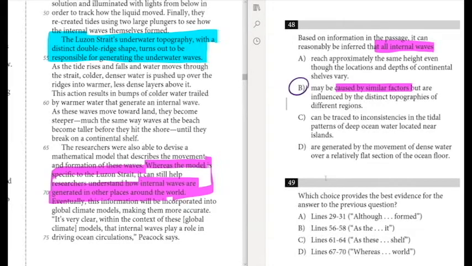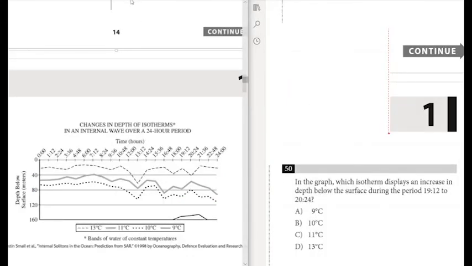Question 49 asks us for the evidence that we picked when we answered question 48, and we were looking at the purple quote on lines 67 to 70, and that's answer choice D, so the answer for 49 is going to be D.